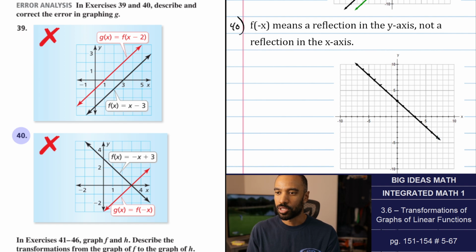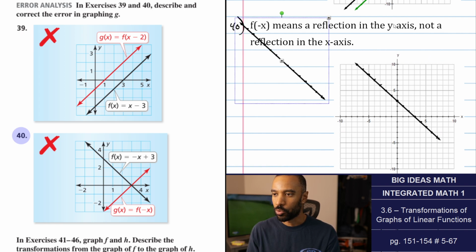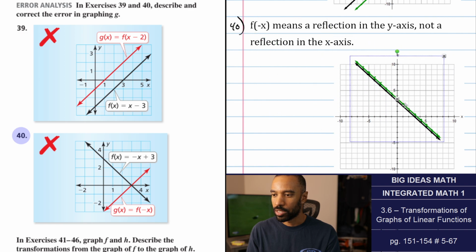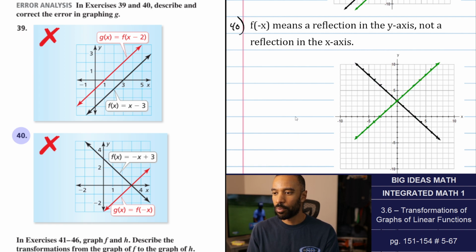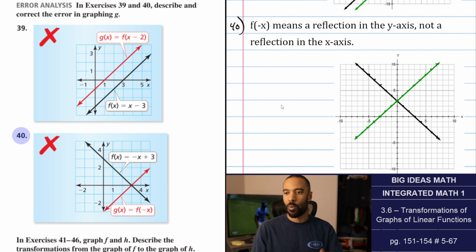Okay, I'm just going to have that one here. When I copy and paste this, I'm going to lay it right above this one in green. But we're going to take it and flip it over. So get ready in 3, 2, 1. Boom. And when I reflected that, that's a reflection in the y-axis.